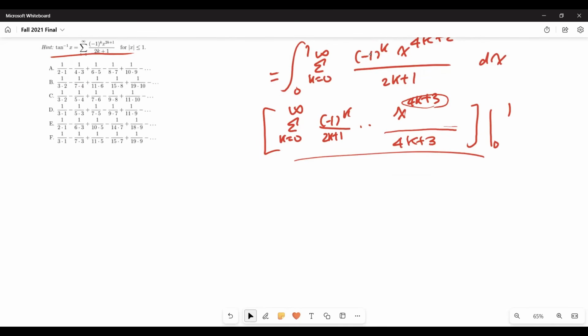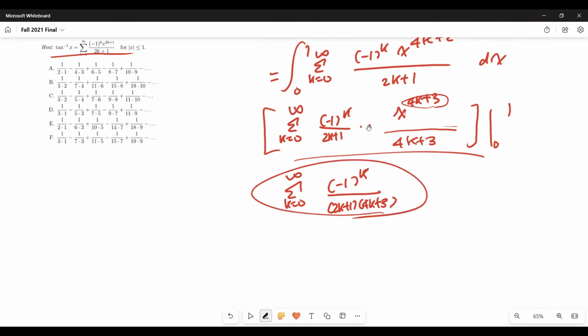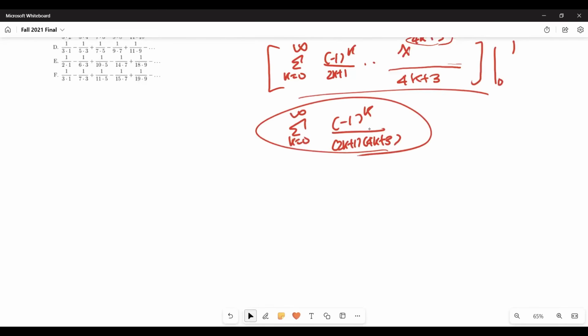And then if you plug it in 0 to 1, let's see. If you plug in 0 to 1, that will be just negative 1 to the k. So that will be the sum from k equals 0 to infinity of negative 1 to the k over 2k plus 1 times 4k plus 3. And if you plug in 0 for the x, that just becomes 0. So this is our equation. Okay, finally, we have that.